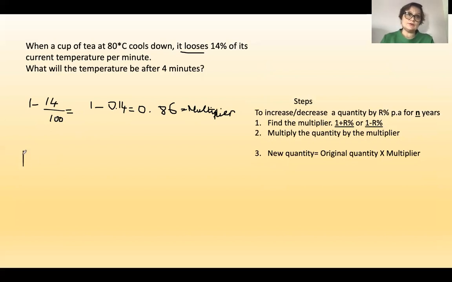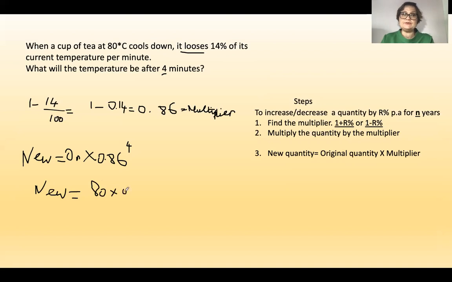Now, follow the next step, which is exactly the same as the previous problem. It is new quantity, or new temperature. In this case, it is temperature. New equals original times 0.86 to the power of how much? N is 4, right? To the power of 4. So new equals original, which is 80, times, I'm substituting into the formula bit by bit, 0.86 to the power of 4. Now, again, follow BODMAS. We need to do the power first. So 0.86 to the power of 4. Keep the rest exactly as they are in the formula.